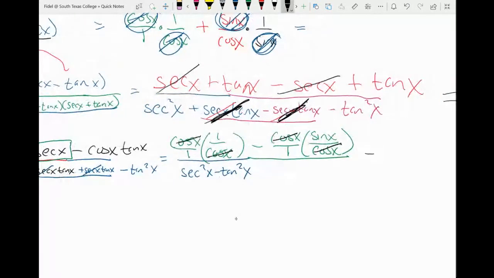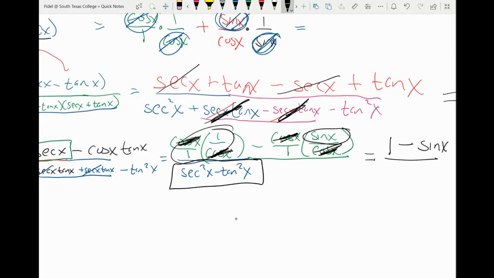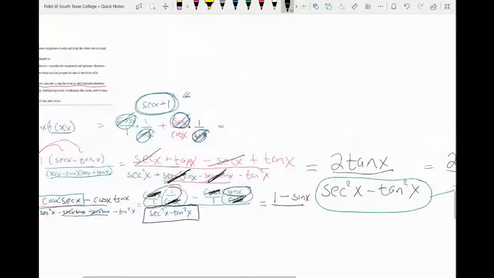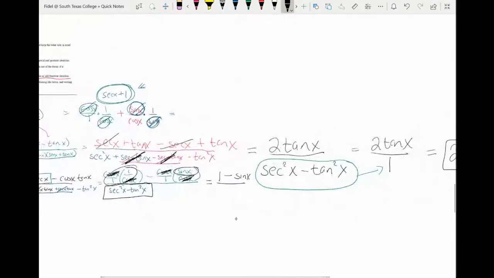Okay. So what are we going to be left with? If this guy here cancels with this guy here, what's the only thing we're left with? A 1 minus. And if this guy here cancels with this guy here, what's the one thing we're left with? Minus sine of x. And then do y'all remember using that identity? What did we say secant squared x minus tangent squared x was? That was equal to 1.